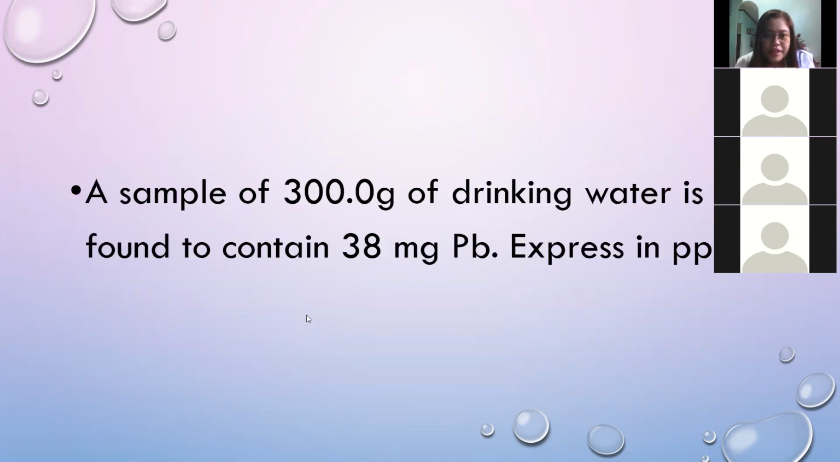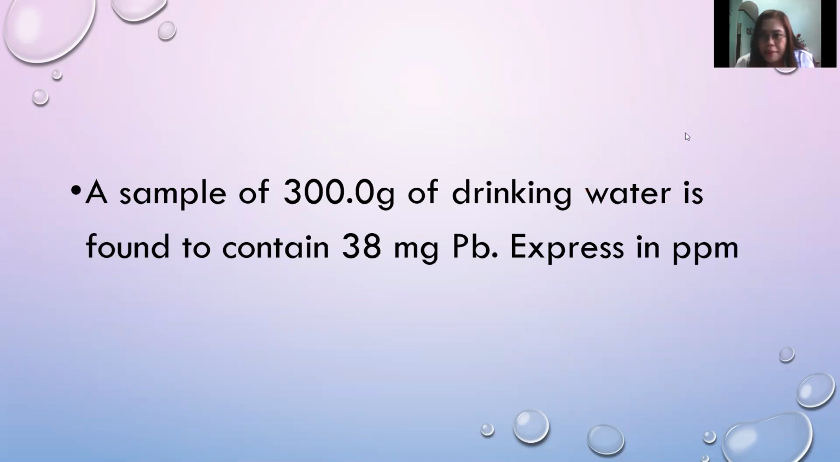Okay? So let's have an example problem. A sample of 300.0 grams of drinking water is found to contain 38 milligrams of lead. Express this in ppm. Again, you have 300 grams of drinking water and it contains 38 milligrams of lead.